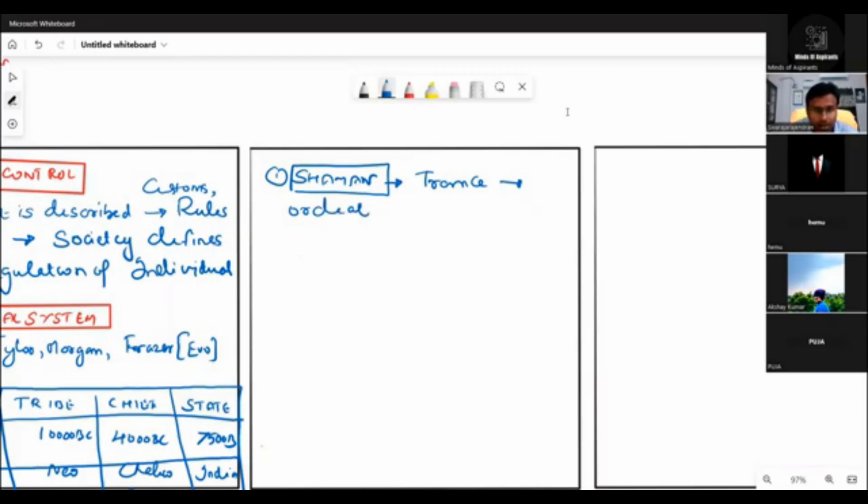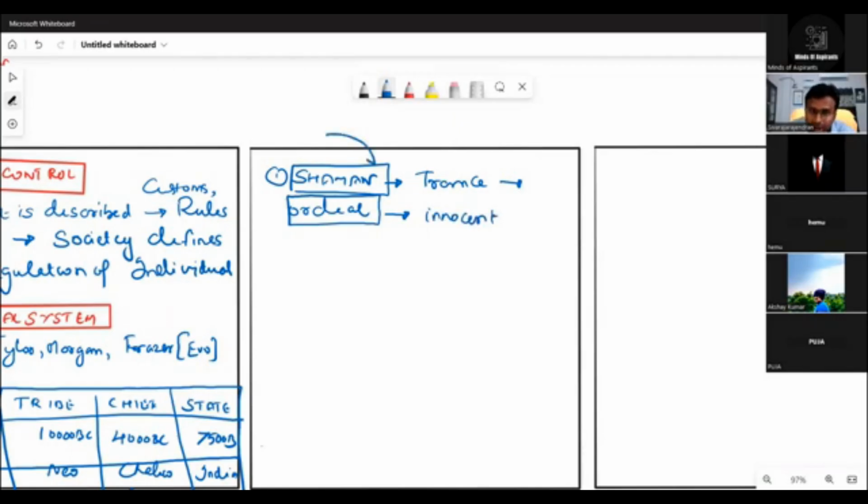Not only a medical person, a religious person also. The shaman is also a religious person. He or she goes into this trance, and there you will have an ordeal. Ordeal, which is there in Ember and Ember, means you will be forced to undergo an ordeal, something which should prove that you are innocent.